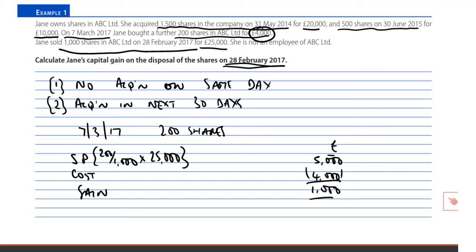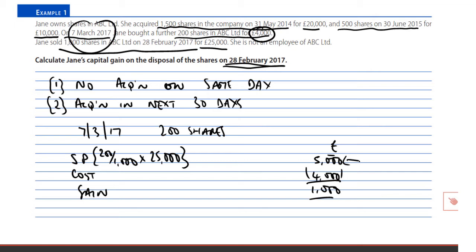Check to see were there any shares now sold that were acquired on the same day, here 28th of February 17. No, there weren't. So move on. Were there any shares acquired in the following 30 days? Yes, on this occasion there was, the 7th of March 17. So we will allocate therefore that 200 shares to this disposal. We had sold the 1,000 shares for £25,000, so 200 of those 1,000 would have therefore had that value of £5,000. Take away the specific cost, £4,000, and we've got the gain of £1,000.